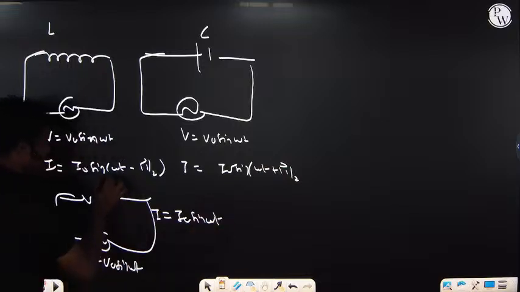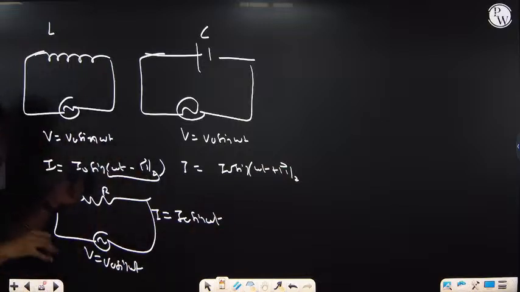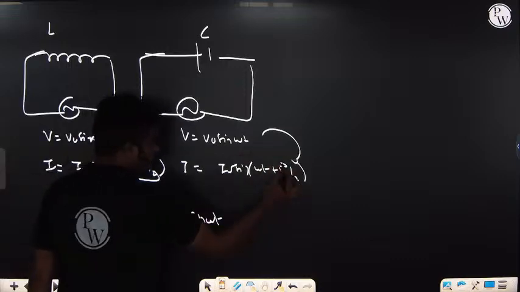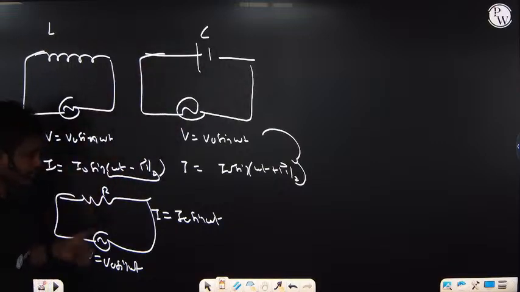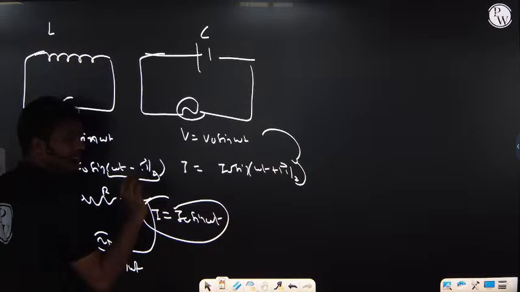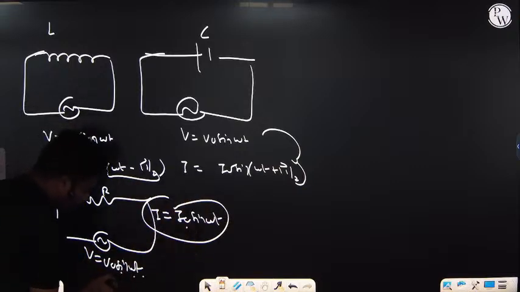So here sin(ωt − π/2) means the current is lagging the voltage by π/2, and here the current is leading the voltage by π/2. In the case of the inductor, the current is lagging, and in the case of the resistance, both are in the same phase, that is, current as well as voltage will be in the same phase.